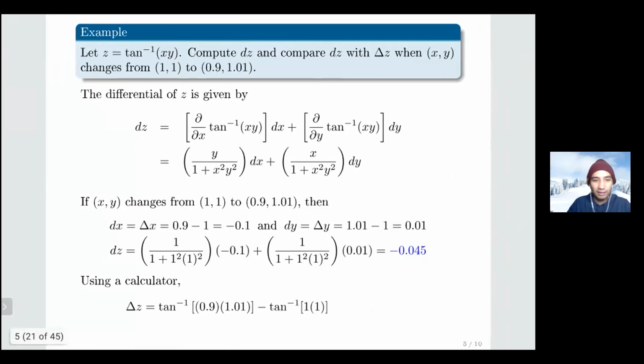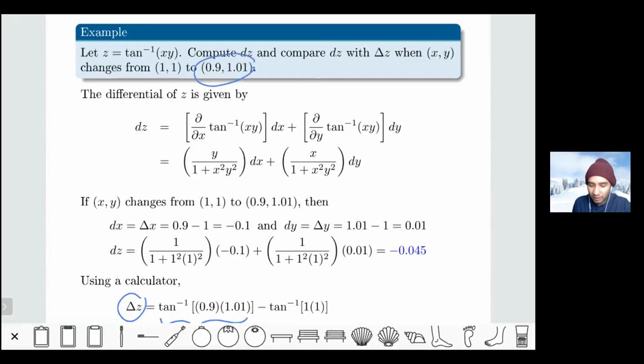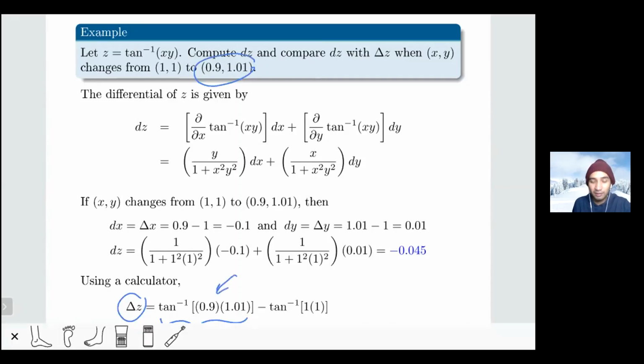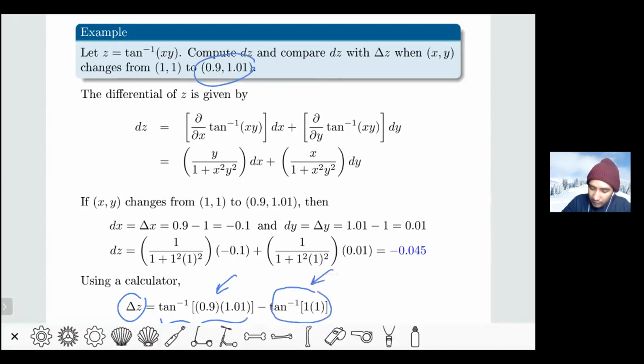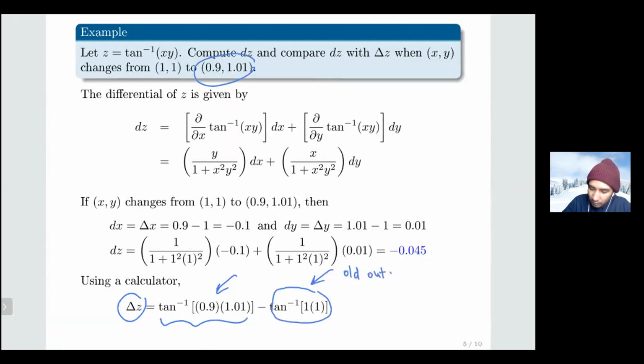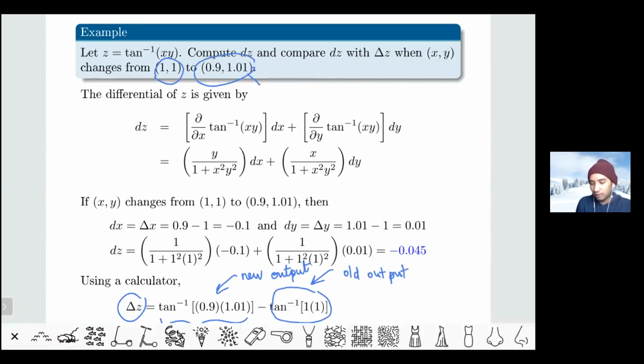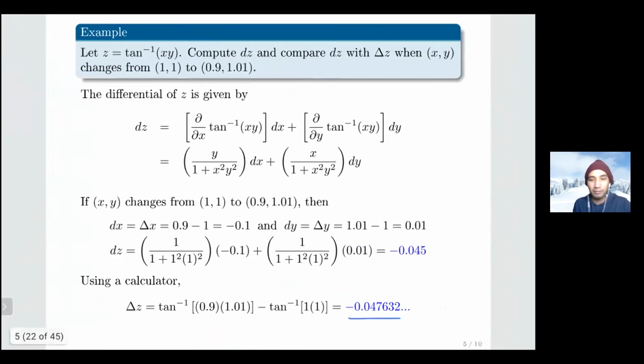Pero pag ginamit niyo yung calculator, ano yung totoong change in the output? So, pag tinignan niyo yung tangent inverse of kung ito yung new input niya, so ito yung new output. No? Tapos, ito yung old output, kung nandito yung old input. Tapos ito yung new output, corresponding to the new input here. Okay. Ito, makakompute nyo to using a calculator. Ang lalabas ay itong number na to.